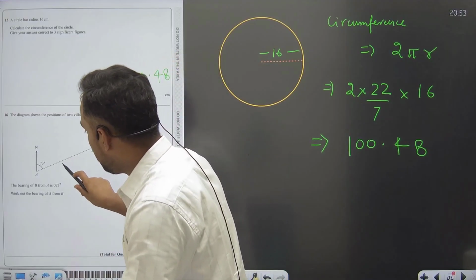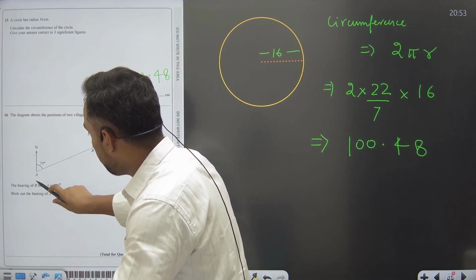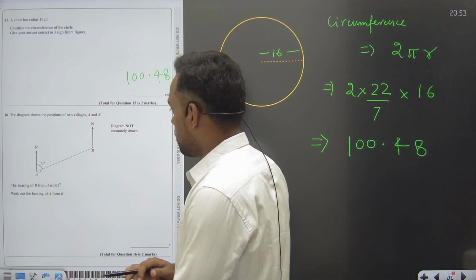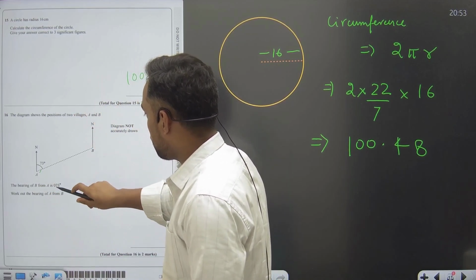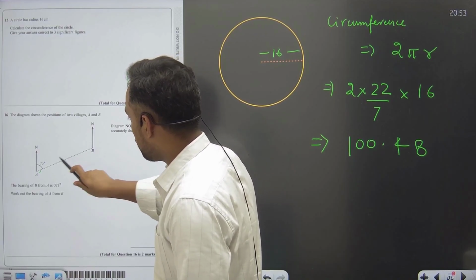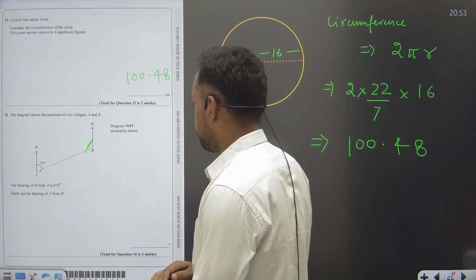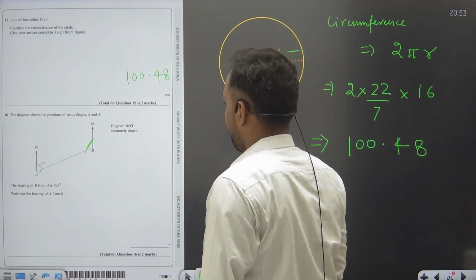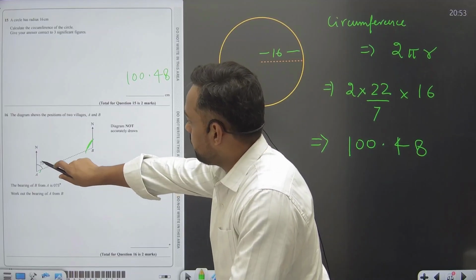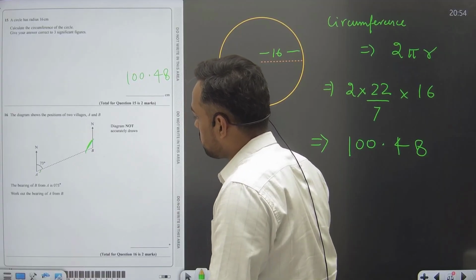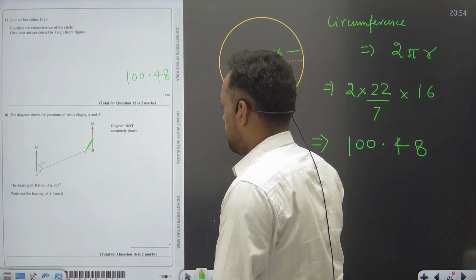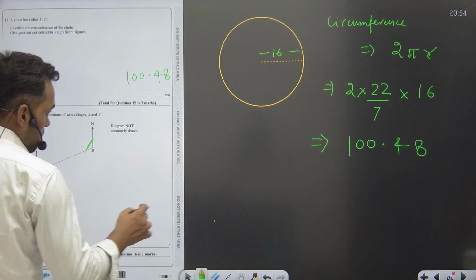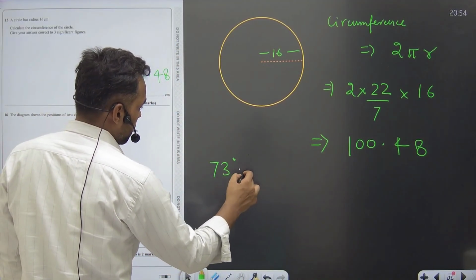So from B, the bearing of B from A. From A the bearing is 73 degrees. So from B to A, what will be this bearing? Okay, so we know that for the angle between these positions, the bearings, their sum must be taken as 180 degrees. So 73 plus 180 degrees.